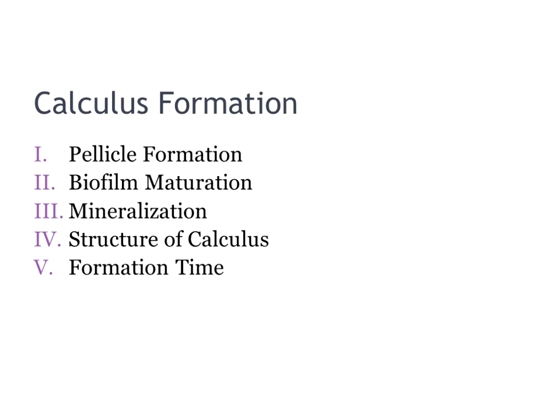Formation time means the average number of days required for the primary soft deposit to mature into the mineralized stage. The average time is about 12 days, with a range from 10 days for rapid calculus formers to 20 days for the slower calculus formers. Mineralization can begin as early as 24 to 48 hours when the patient's personal daily oral hygiene is neglected.